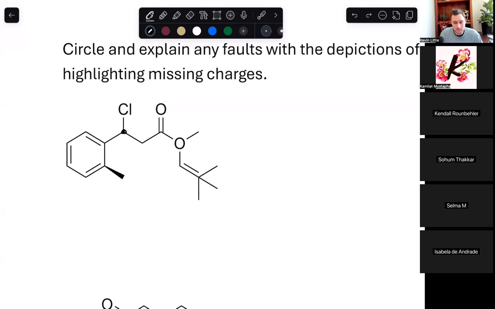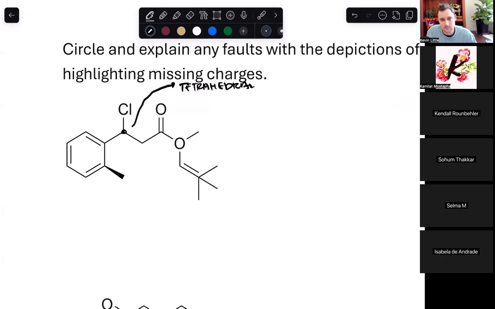That's a chiral center. So it matters whether that chlorine is a wedge or a dash, right? It matters whether this is R or S configuration. Those are two different molecules. So this is an incomplete drawing because this needs to be tetrahedral, and it needs to be defined as so. That's a chiral center. We need to know whether that's a wedge or a dash. Otherwise, we'd have no idea what this molecule actually is. Does that make sense?